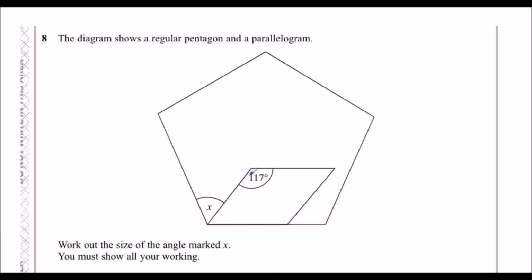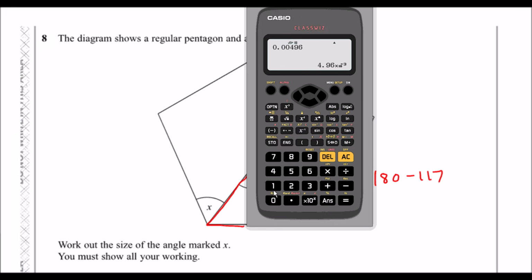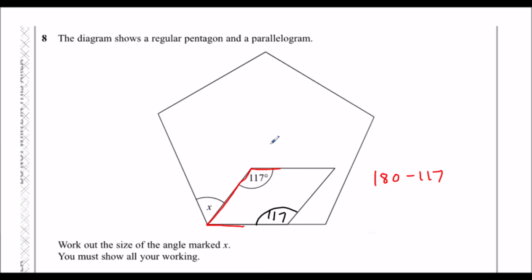parallelograms have, well, two equal angles. The opposite ones are equal. And the other angles are also equal. And we can use co-interior angles. So these two angles that make a C shape add up to 180 degrees. So 180 take away 117 is 63. So this angle here is 63 degrees, as is this one here.